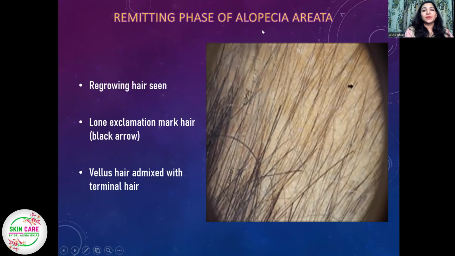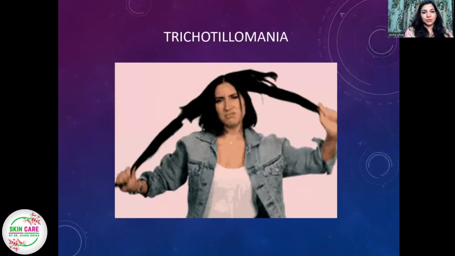So the remitting phase of alopecia areata, where the hair growth has already begun on your treatment, you get to see these regrowing hair. Regrowing hair are small upright hair that are not thicker distally. Lone exclamation mark here, marked over here with the black arrow, and then vellus hair admixed with the terminal hair. These are the features of remission phase of alopecia areata on treatment.